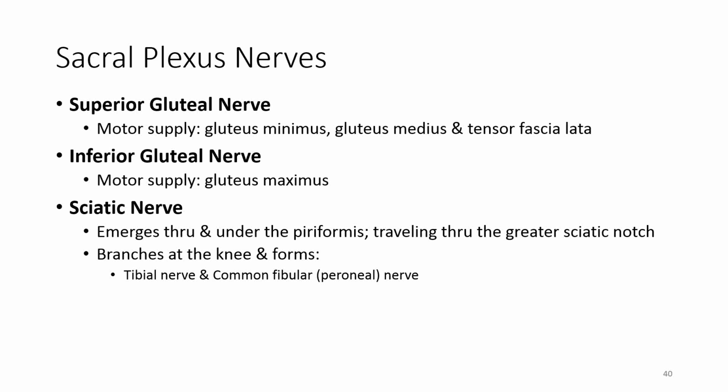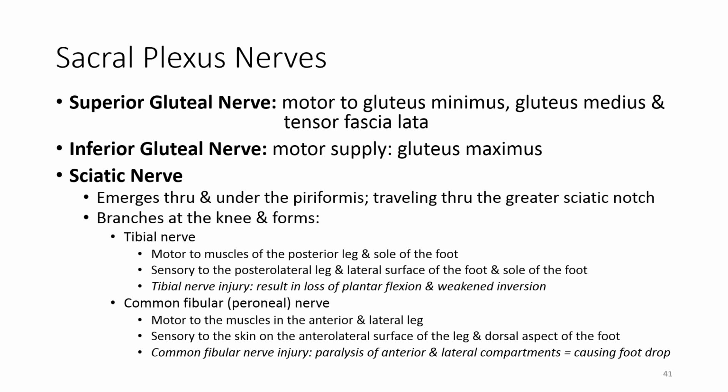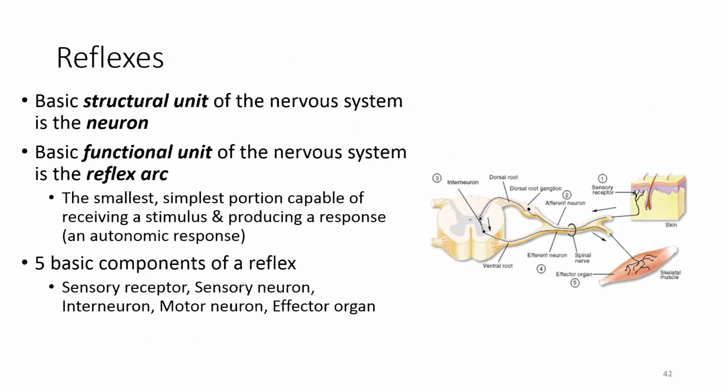Sacral plexus is mostly posterior, so superior gluteal nerve and inferior gluteal nerve both supply gluteal muscles. The sciatic nerve, that really big one that's got the tibial and then the common fibular, emerges through that piriformis muscle and then travels through that greater sciatic notch of the os coxae, and when it branches again, it forms the common fibular, and then the tibial nerve. And so this mostly innervates the back of the leg. Oh, I already talked about all that good stuff.